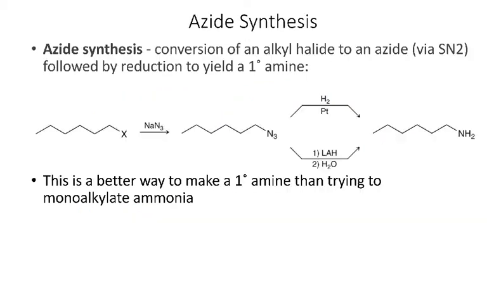So the first way we're going to talk about is called azide synthesis. And so N3- is an azide ion. So if I react an alkyl halide with sodium azide, that will replace the halogen with this N3- ion. I can then reduce that either using lithium aluminum hydride or hydrogen gas with a platinum catalyst to go from the azide to the amine. And so this is a better, more reliable method for making a primary amine than trying to do it through monoalkylation of ammonia, which is hard to control.